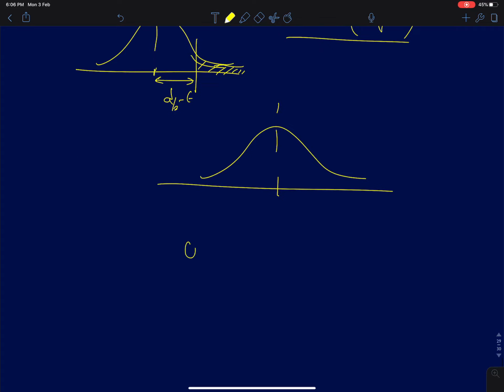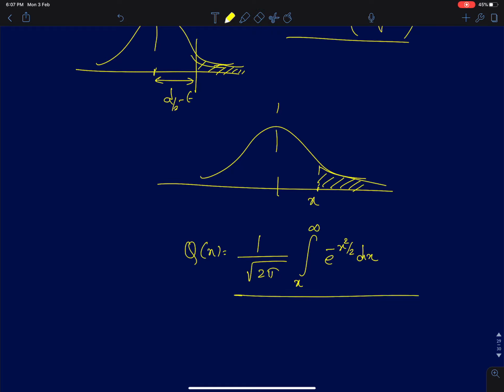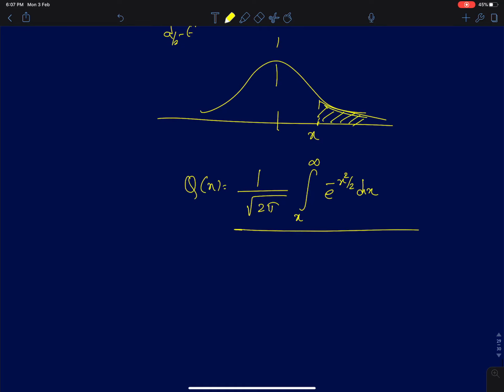The Q function is defined for a normal random variable with mean 0 and variance 1. It is the area under this curve from x to infinity. Q of x is 1 by root 2 pi, integral from x to infinity of e power minus x square by 2 dx. This is your expression for Q of x.